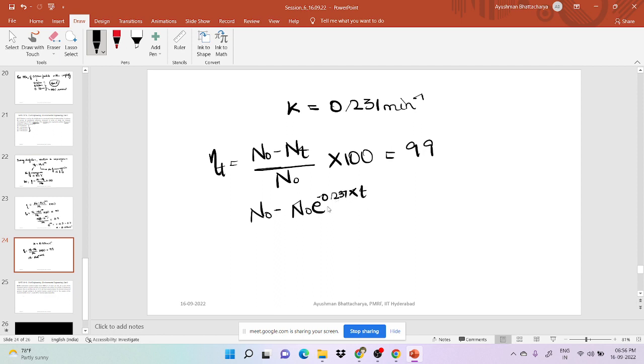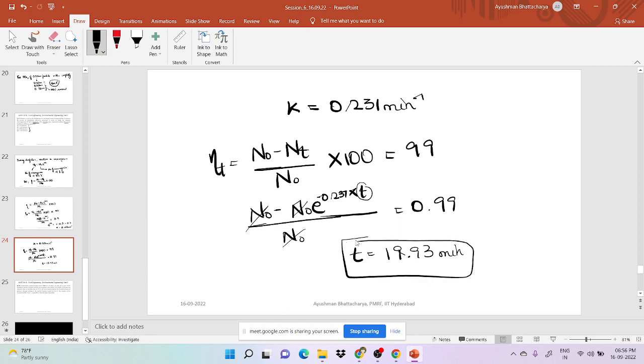0.231 into t divided by n naught is equal to 0.99. If you solve it the same way, only t is the variable and the rest will get cancelled. So t will come out to be 19.93 minutes. Okay, is this question clear?